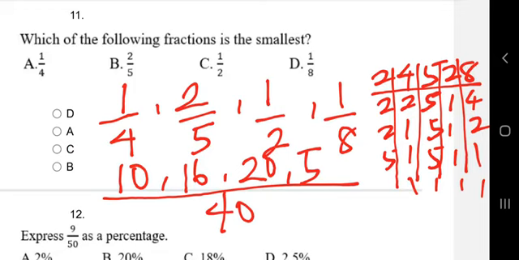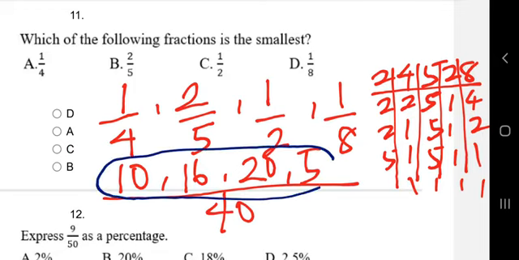Now we're going to consider all the numerators that we have here to pick which one is the smallest, right? So which one is smallest here? The smallest number we have here is 5, which is equivalent to what? 1 over 8. So the answer will be what? D. I hope this is very clear. All right.